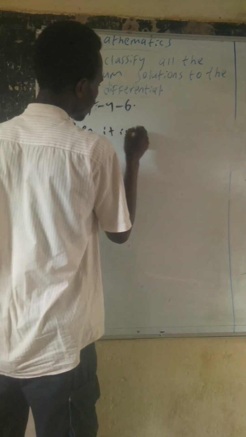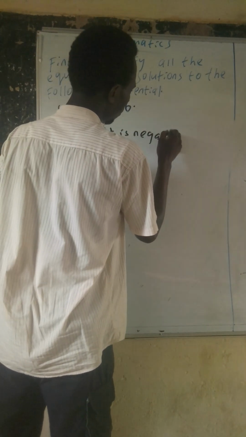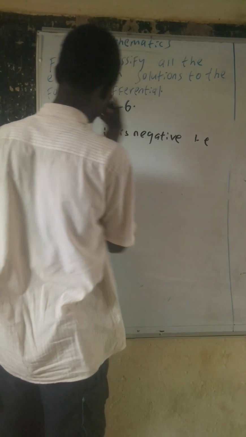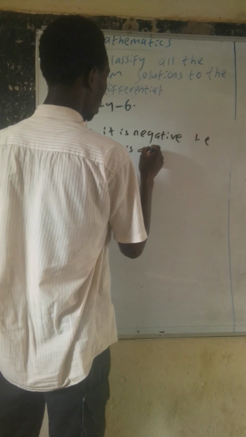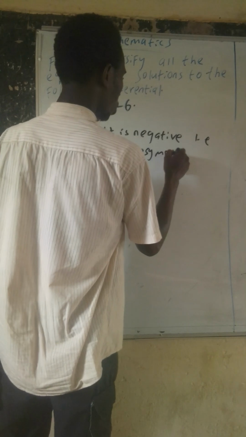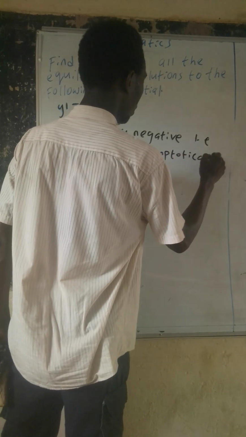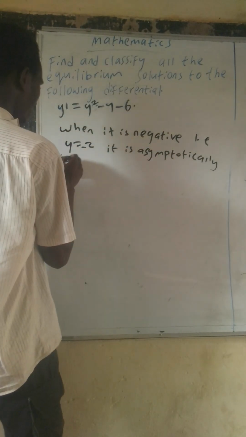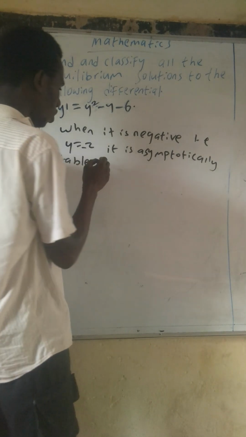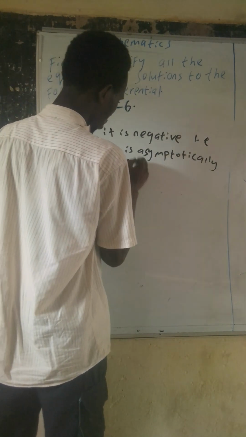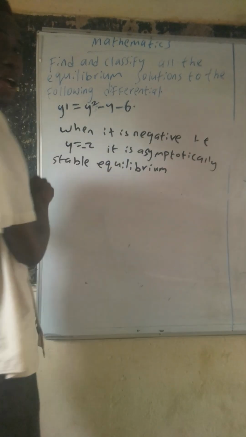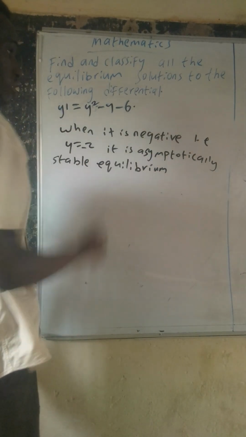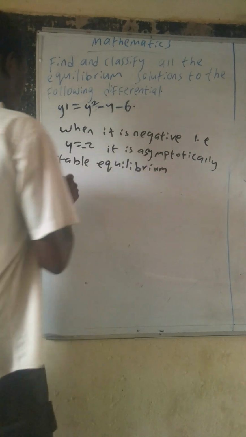When it is negative, that is y equals minus 2, it is a totally stable equilibrium. When it is negative, it is an asymptotically stable equilibrium.